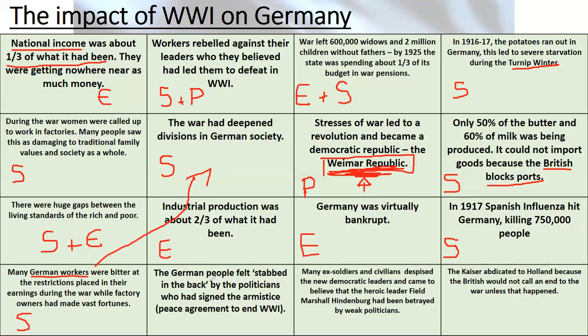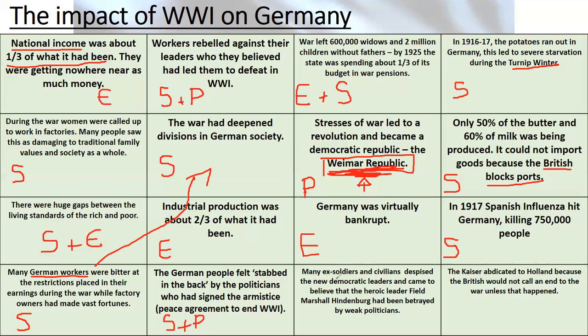The German people felt stabbed in the back by the politicians who had signed the armistice, the peace agreement to end World War I. Now, the people who signed this armistice were actually the individuals of the new republic. The armistice was signed, hopefully we know this date, on the 11th of November 1918. German people felt stabbed in the back. They didn't trust the new government. Therefore, it's going to be social and political.